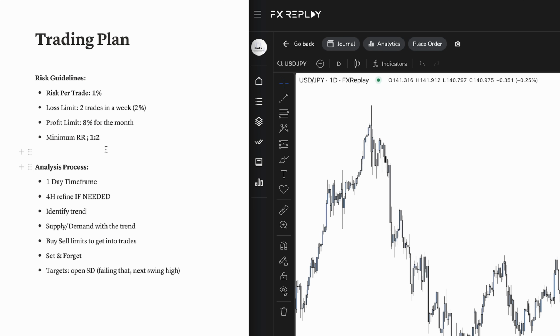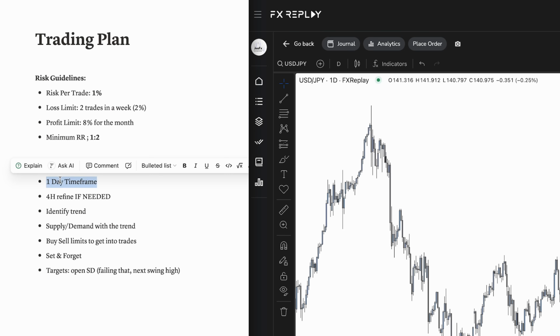When it comes to our analysis process, we are going to stick to primarily the 1-day time frame. Now, you might want to use top-down analysis where you go from the weekly to the daily to the 4-hour to the 1-hour to whatever in your own personal trading. But for this class, we are going to stick to the daily because I want to keep things simple and explain these ideas to you as opposed to getting really deep into a strategy. So 1-day time frame is what we're going to use.